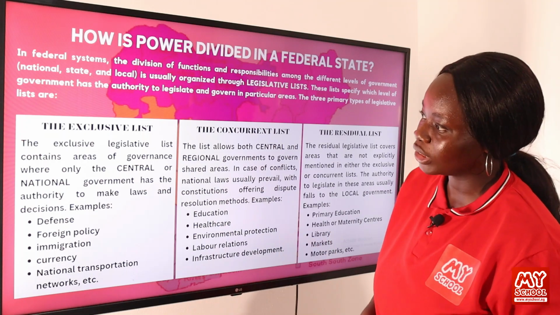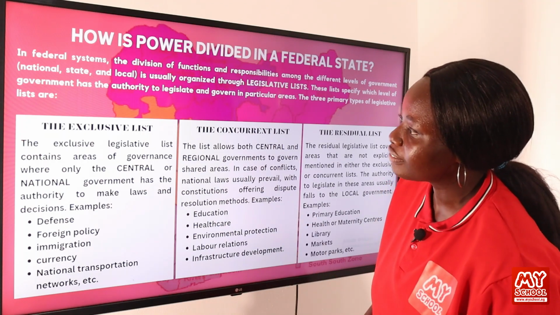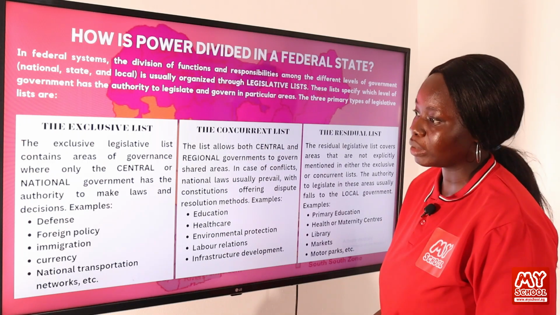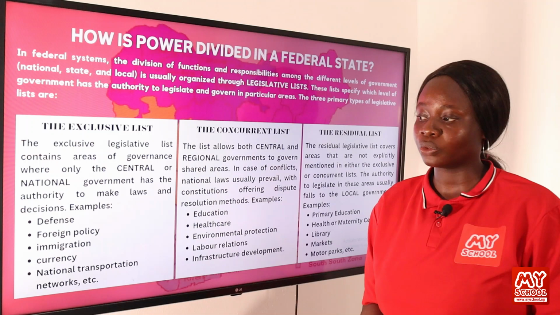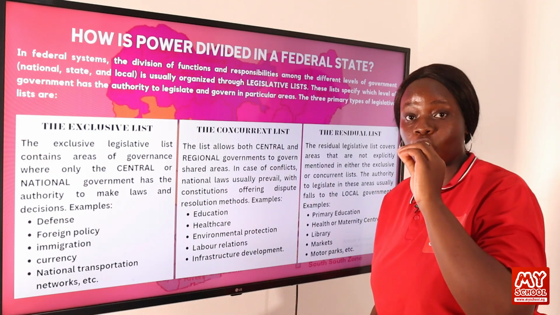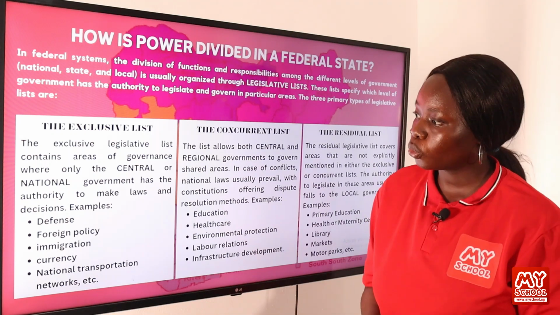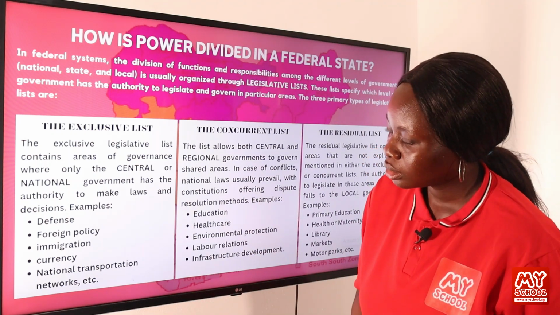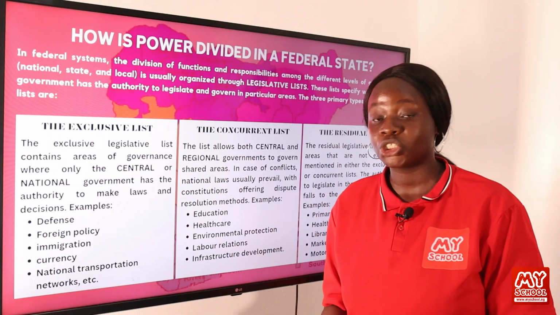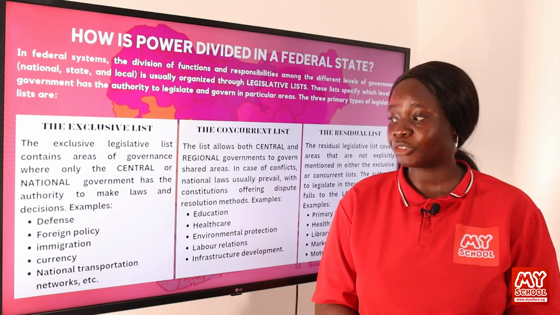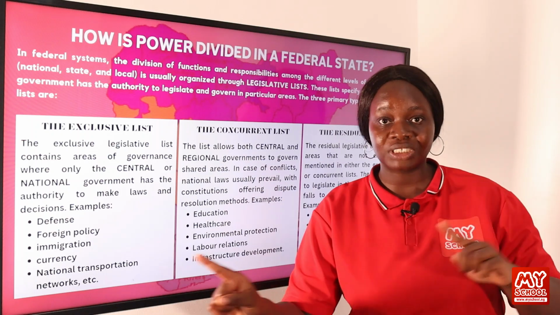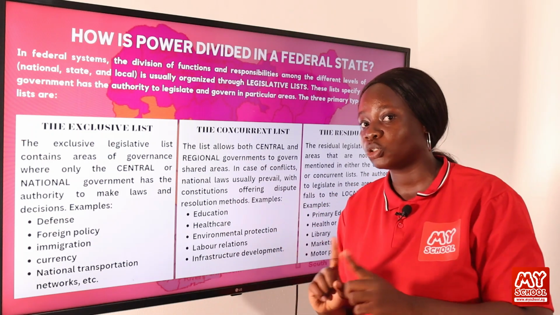So let's begin with the exclusive list. The exclusive legislative list contains areas of governance where only the central or national government has the authority to make laws and decisions. So each of these areas are the areas where only the federal government has authority. So one of them is defense. Then we also have foreign policy, immigration, currency, and national transportation networks. So all of these are the responsibilities of the federal government. So they create roads that connect various states of the country. It is the duty of the federal government to do so.